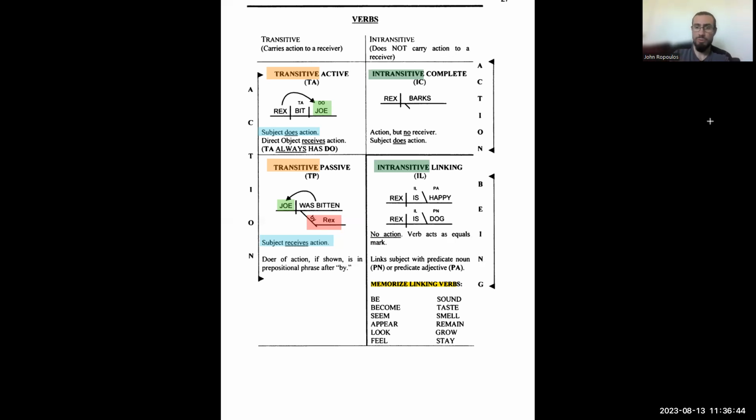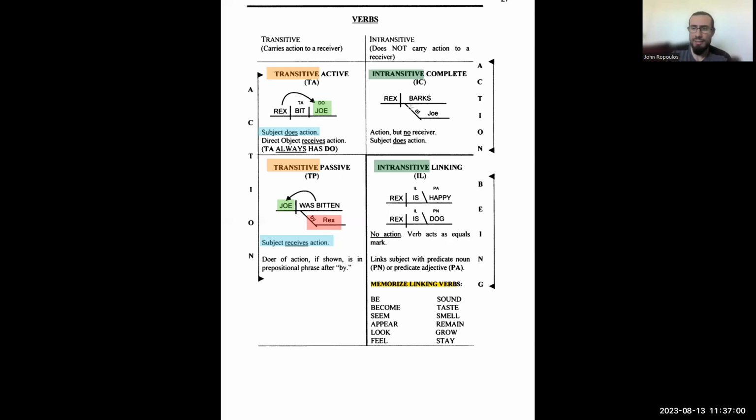Now there are some verbs that can move and be different types. It could be transitive active, it could be intransitive complete. But for a good portion of these, they're either transitive active or they're intransitive complete. Now again, we have this problem with the prepositional phrase.